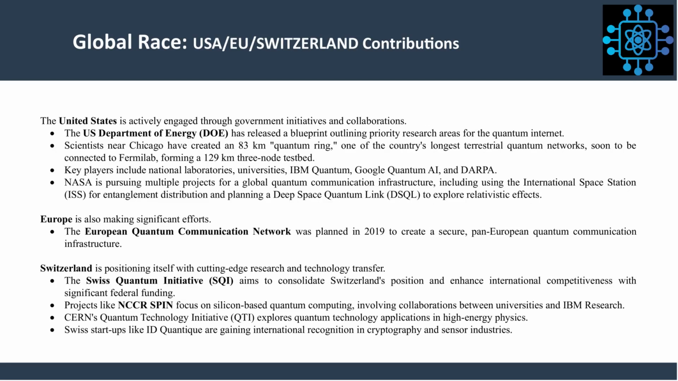The United States is advancing quantum internet through initiatives like the Department of Energy's Research Blueprint and a 129-kilometer quantum network near Chicago. Key players include International Business Machines, Google, and Defense Advanced Research Projects Agency. National Aeronautics and Space Administration explores global quantum communication via the International Space Station. Europe plans a secure pan-European network, while Switzerland's Swiss Quantum Initiative and projects like National Center of Competence in Research SPIN drive innovation in quantum computing and cryptography.